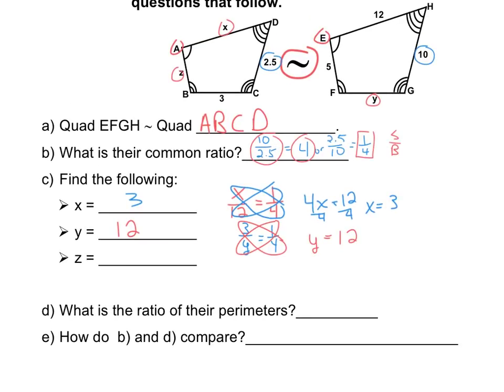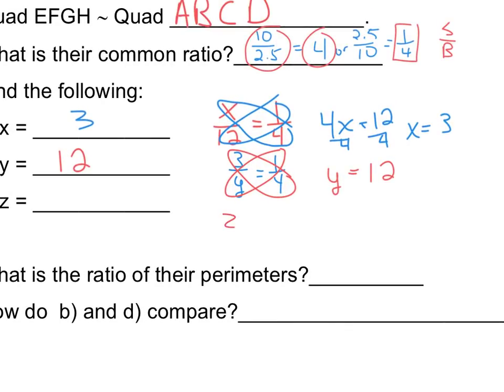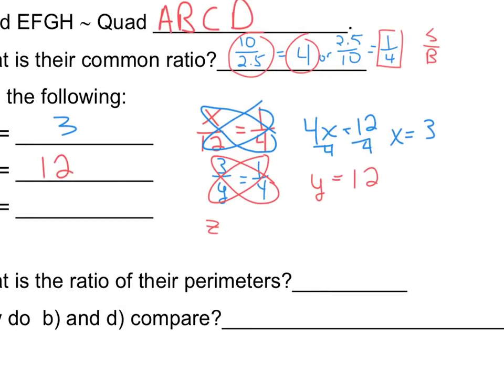Now z is on the small, so z is going to be in the numerator. So I have z over its corresponding side, which looks like 5, equals 1/4. Now I can cross multiply here, and I get 4z equals 5. Now I divide both sides by 4, and I get that z equals 5/4, and that is okay.